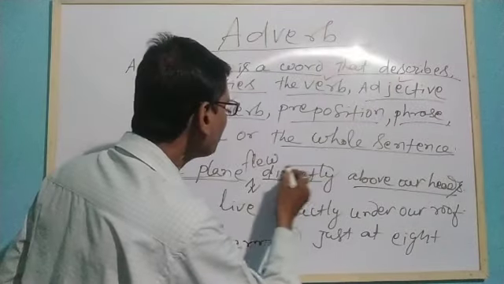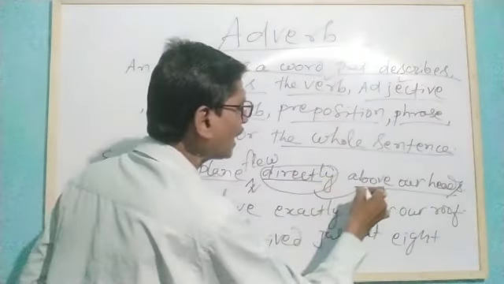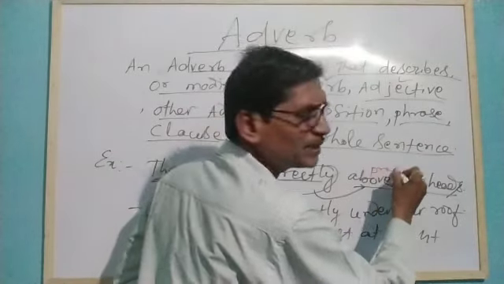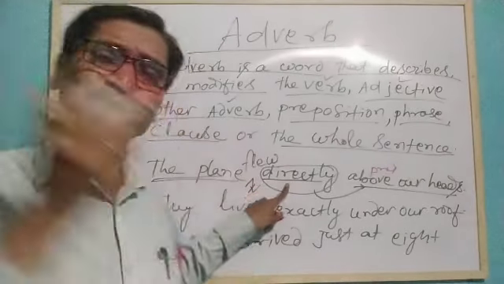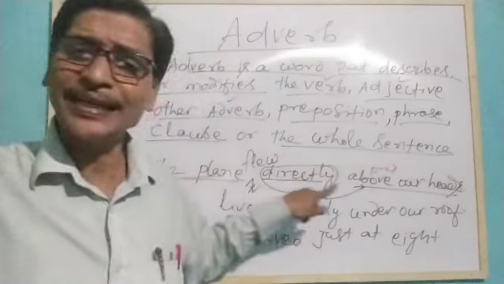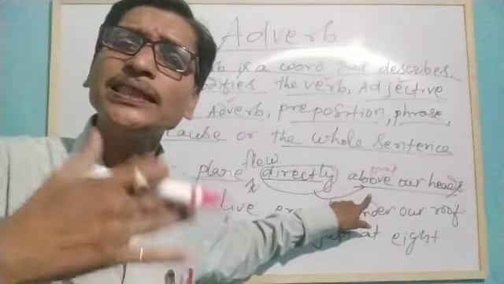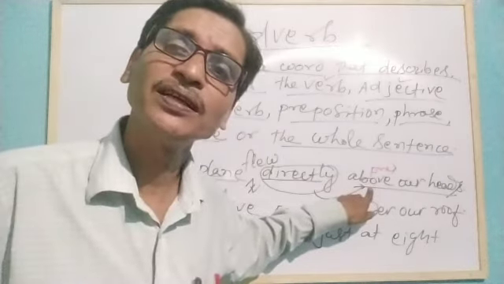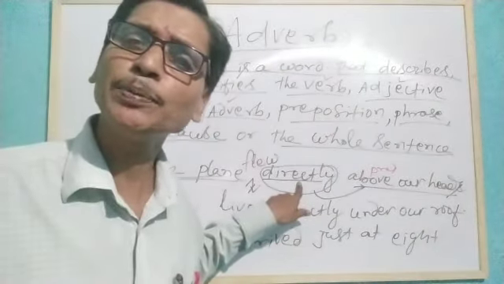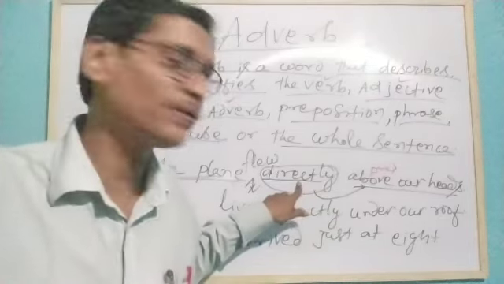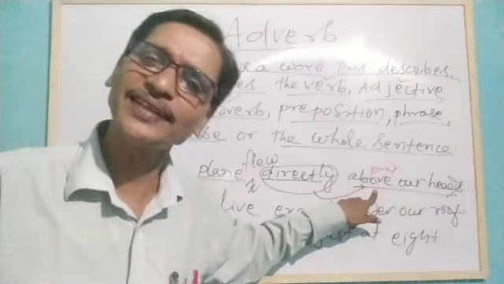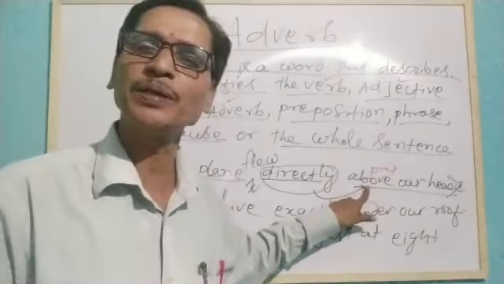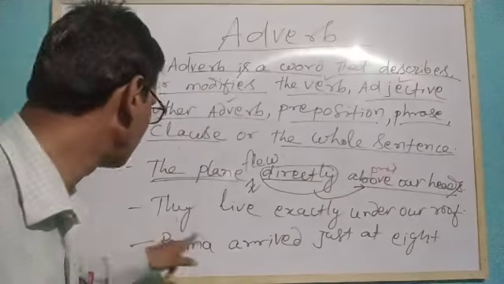Here you see, we have used directly to enhance the meaning of above. Here above is a preposition. So in directly above, this directly is enhancing the meaning of the word above, which is a preposition. Therefore, here directly is functioning as an adverb of a preposition. Understand? Let's see the other examples.